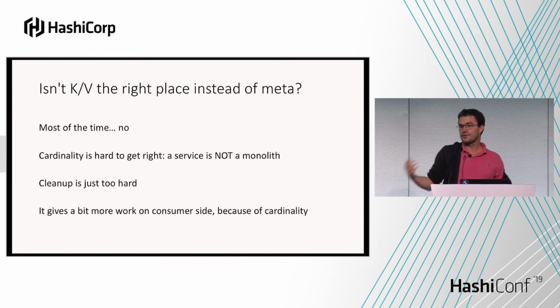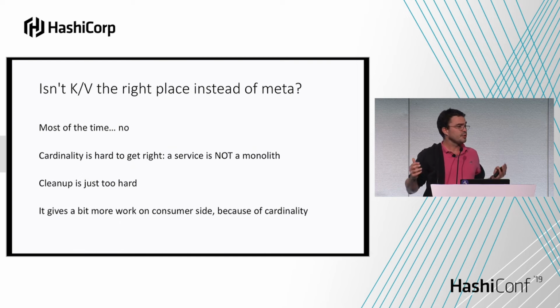Many people in the Consul community are using the KV for that. I would say, is the KV the real place to do that? No, I don't think so. Why? Because first there's a problem of cardinality. When you've got a web application, it can run Nginx, Apache, whatever server you want. But what is interesting here is they don't have at all the same kind of identity. They can have different health checks, different metrics, and so on. So when you tend to put everything in the KV, you will forget about this.